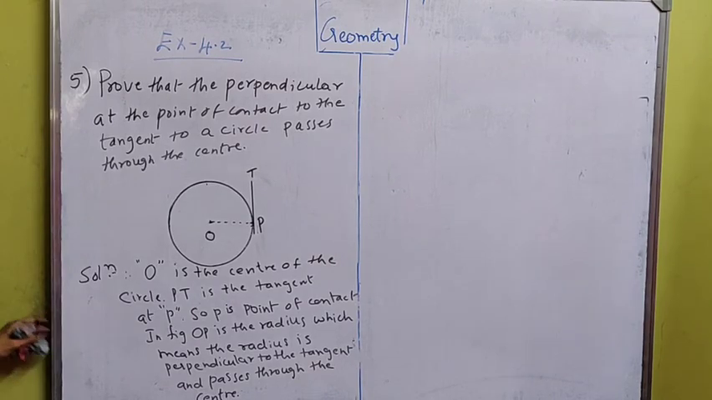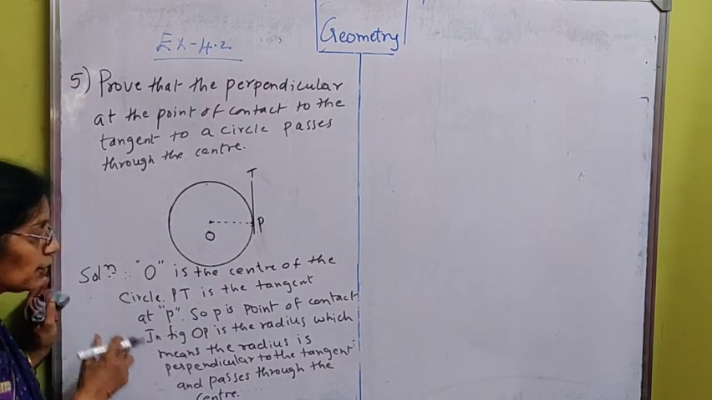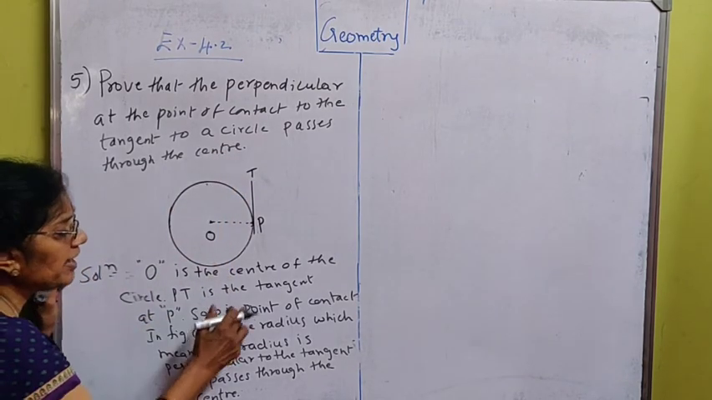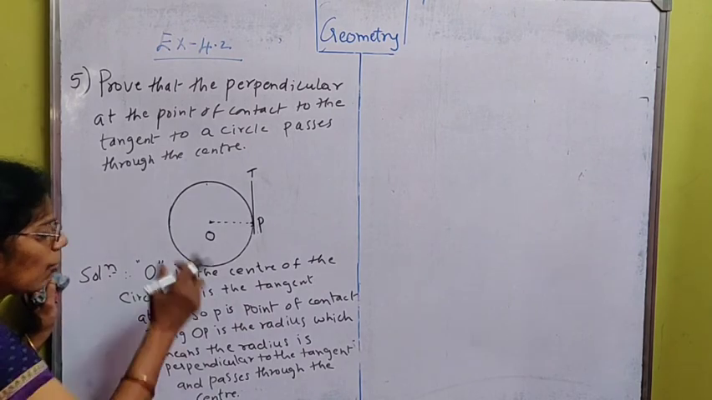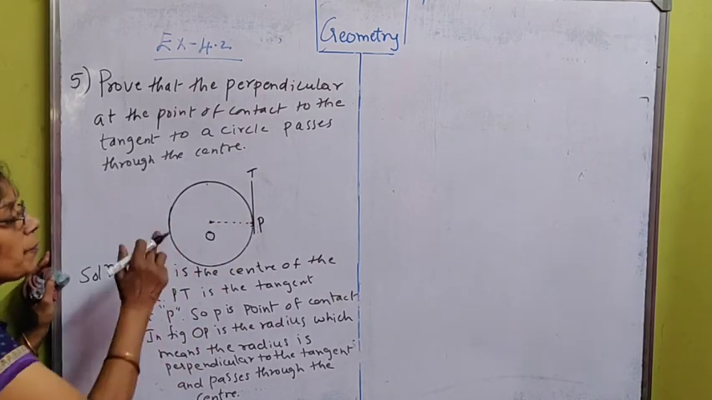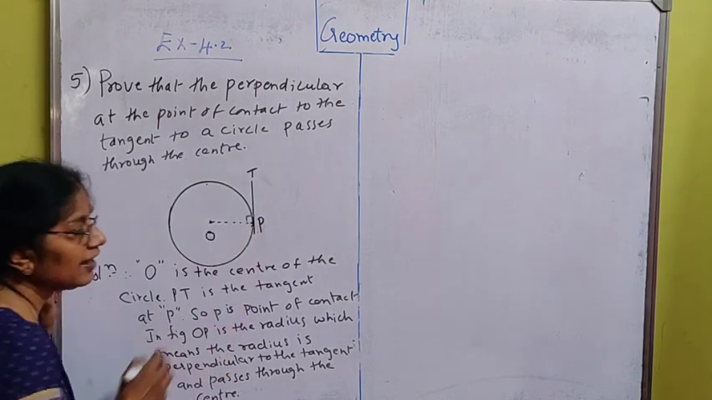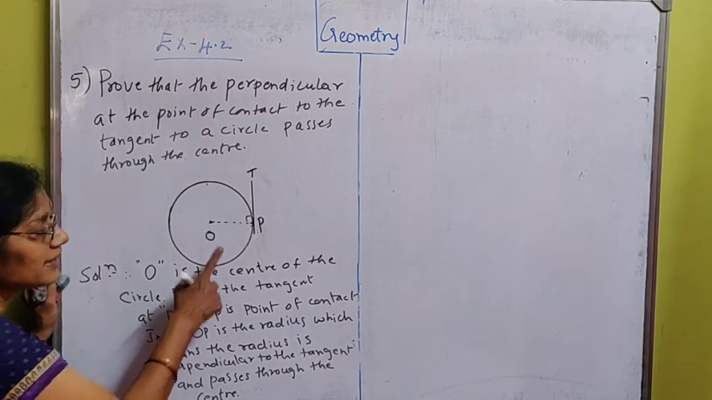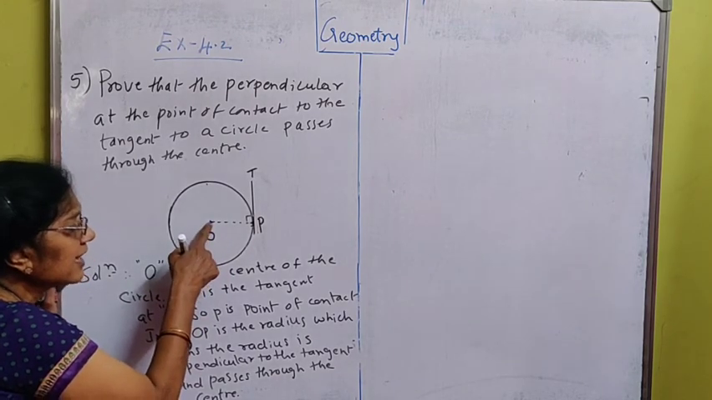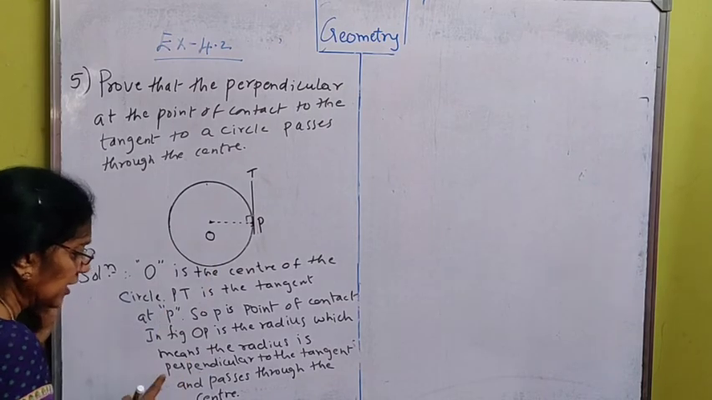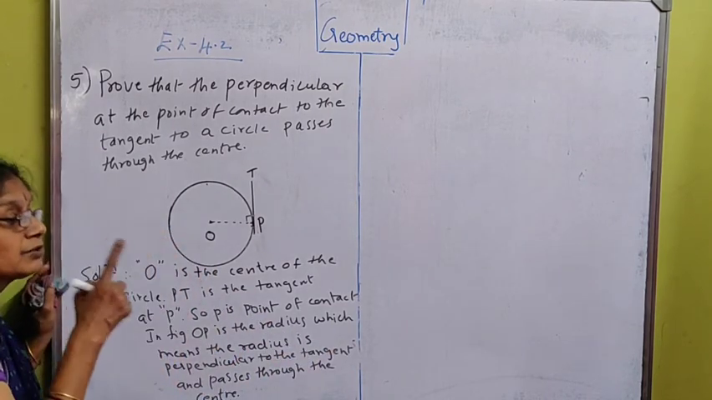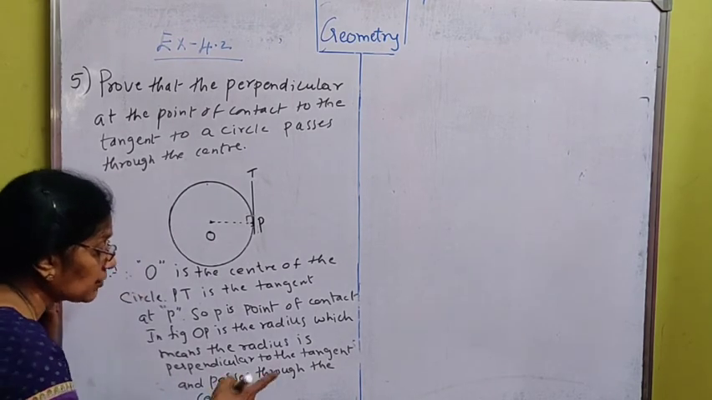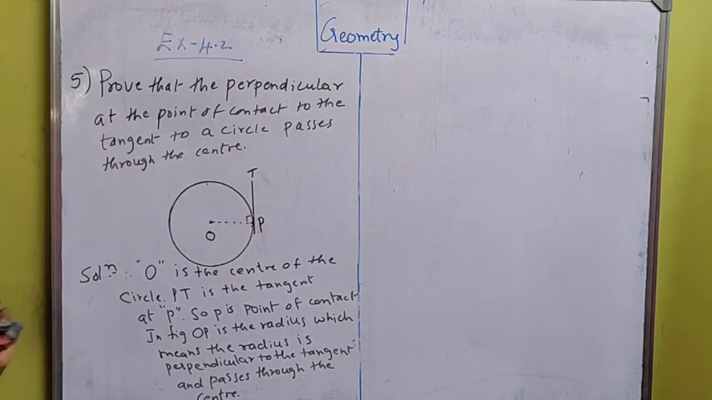So once again I am explaining. O is the center of the circle given to us. PT we have taken as the tangent, at P. So P is the point of contact. In the figure, OP is the radius we can see. What type of angle is it here? 90 degrees. So the radius is perpendicular to the tangent, and you can see the radius is arising from the center, because the radius passes through the center. So that perpendicular line always passes through the center if you draw it to a tangent. That is what we have proved and shown over here. This is your problem number 5.